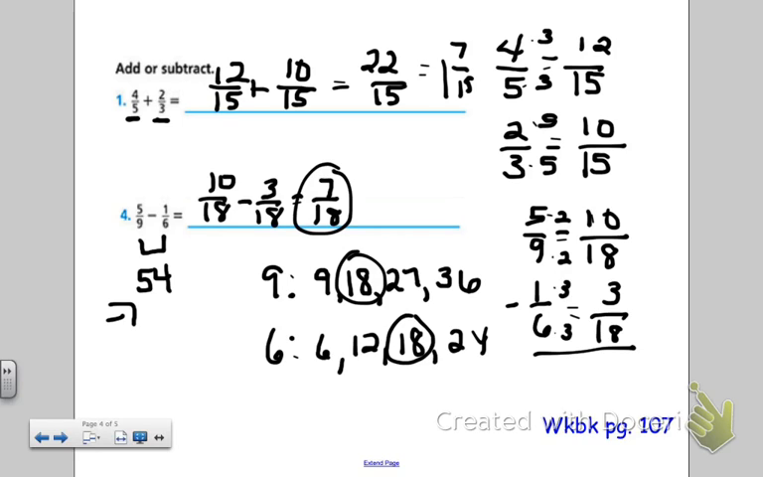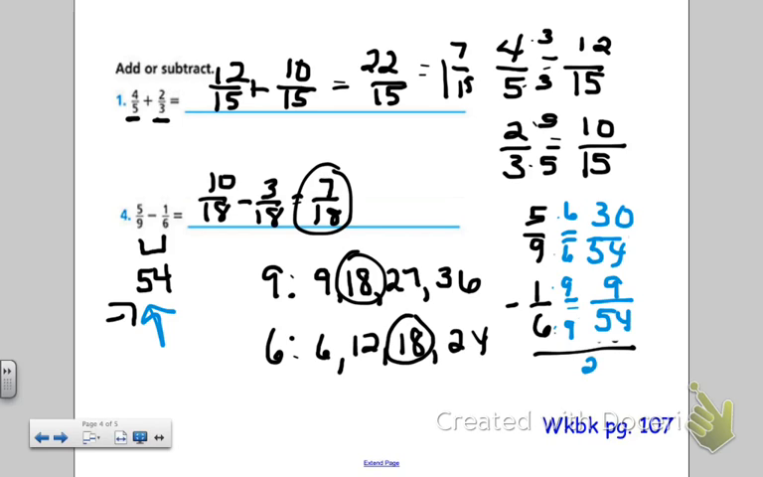Watch what happens if I decide to go with 54 instead. So I'm going to keep the 5/9 and the 1/6, obviously. And let's see, I'm going to change the color. Let's go with blue. What if I decide to use 54? So 54 could also be a common denominator. 9 times 6 gives me 54, 5 times 6 gives me 30. 6 times 9 gives me 54, 1 times 9 gives me 9. So now I have 30 54ths minus 9 54ths, and that's going to give me 21 54ths.